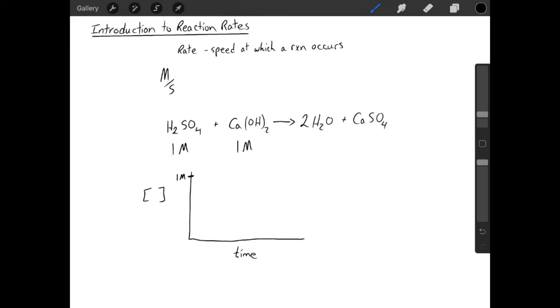If the reaction starts with the reactants at 1 molar, those concentrations will continue to decrease as time goes on. The concentration will decrease rapidly at the start. You'll have a steep part of the curve because the concentration is very high and the reaction is happening very quickly. And as the concentration goes down, the reaction rate will continue to drop.